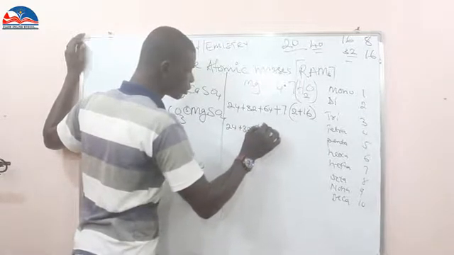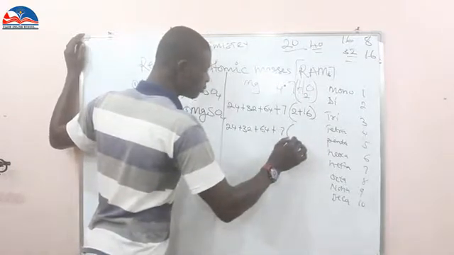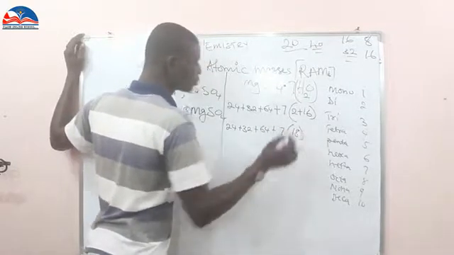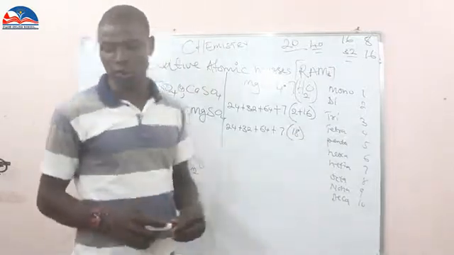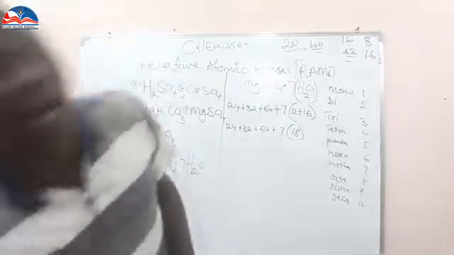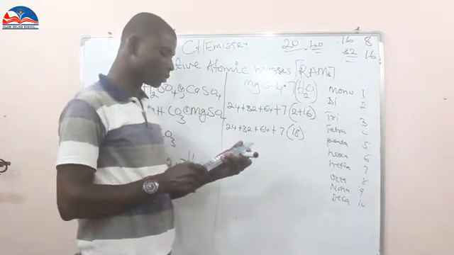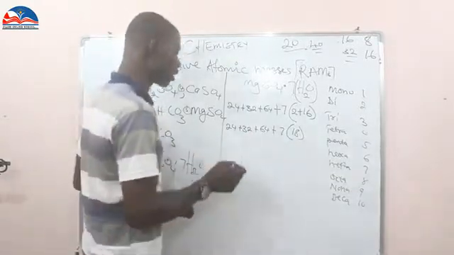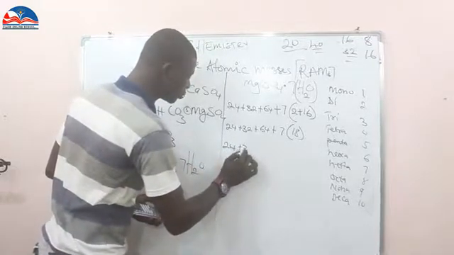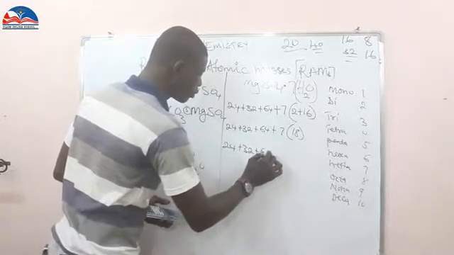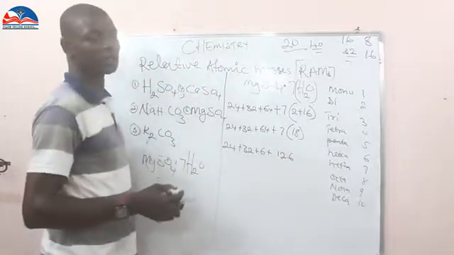32 plus 64 plus 7 brackets 18. Now another thing, we are going to have to clear the bracket first. So for us to clear the bracket, we are going to have 7 times 18. 7 times 18 will now give me 126. Therefore I'm going to have 24 plus 32 plus 64 plus 126. That is what I'm going to have.